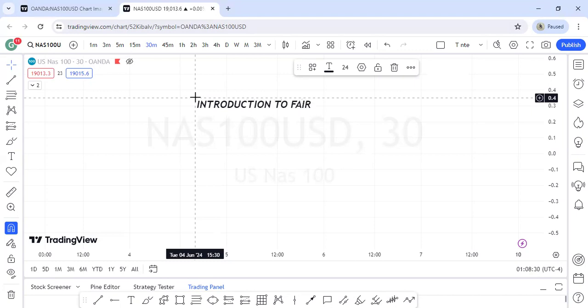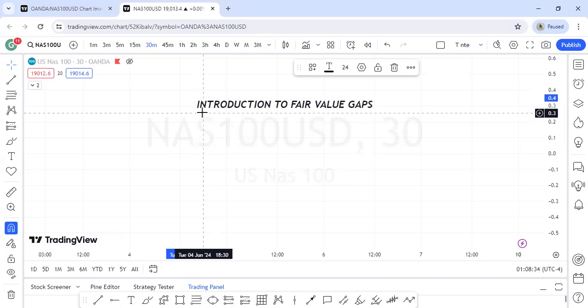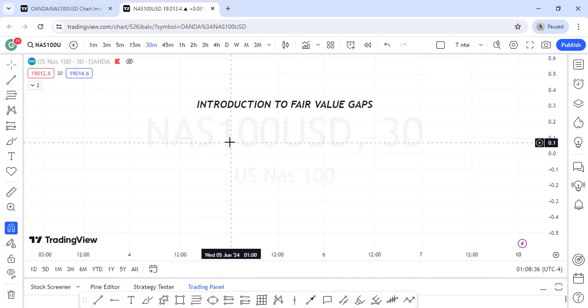I know that some of you guys have seen screenshots of fair value gaps, people using fair value gaps, and all of that. All right. So I'll be teaching you guys the three kinds of fair value gaps that I use and the importance of it.